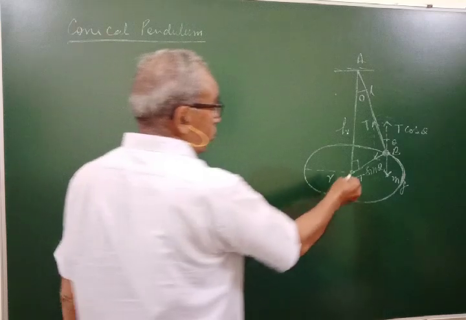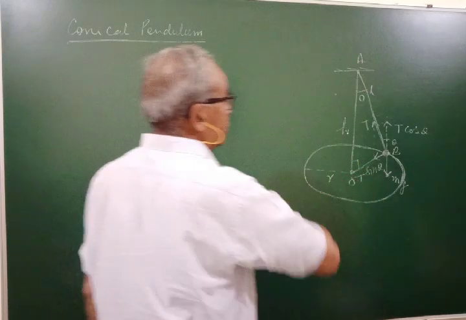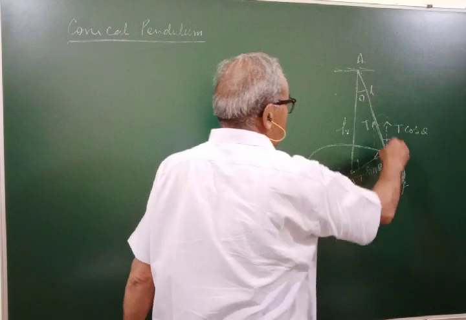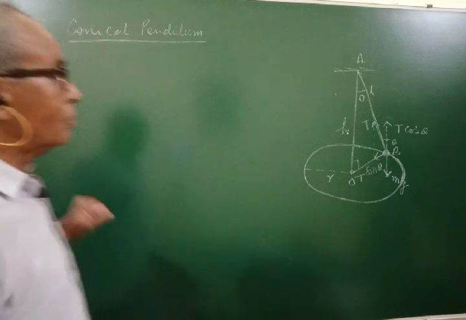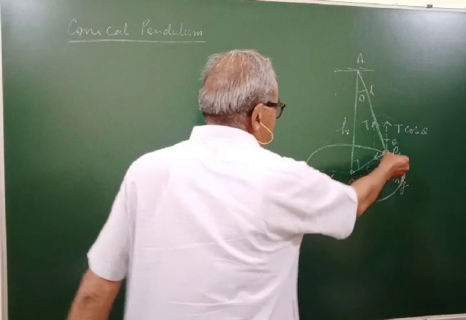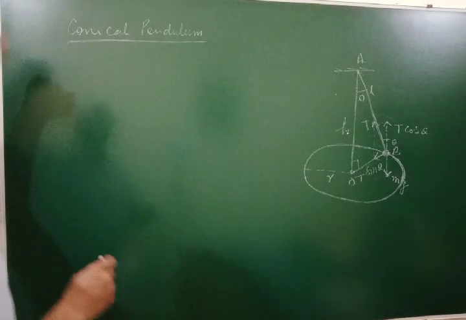Let the height of the center of the circular path from the rigid support be h, the length of the string be L, the mass be m, and the radius of the circular path be r. तो इसको हम क्या लेके चलेंगे?